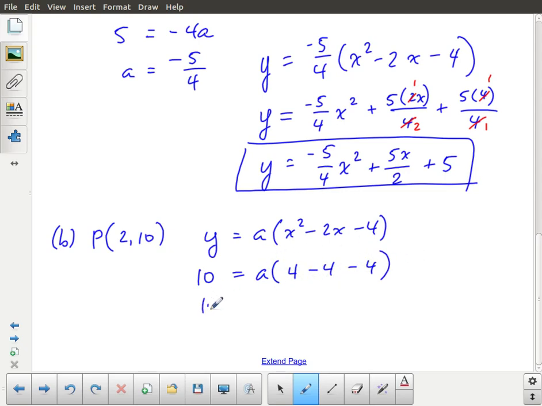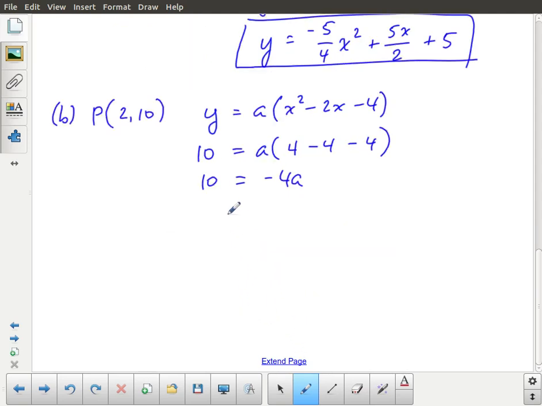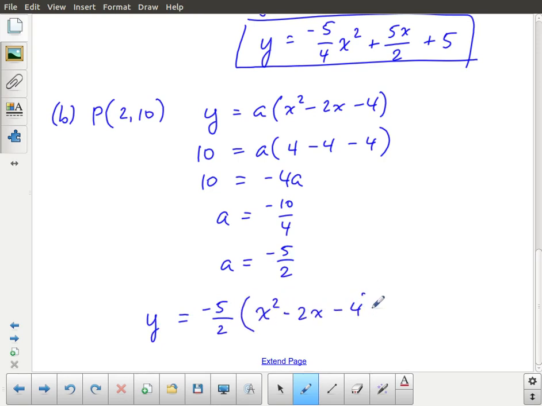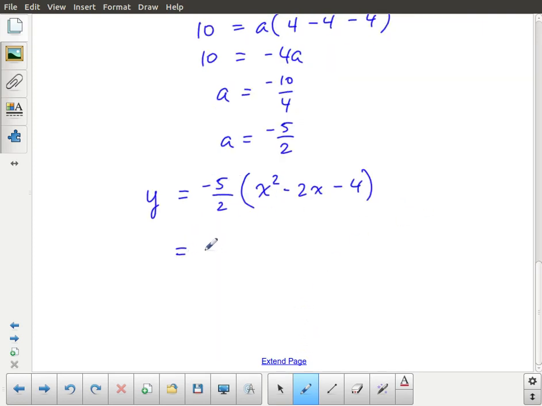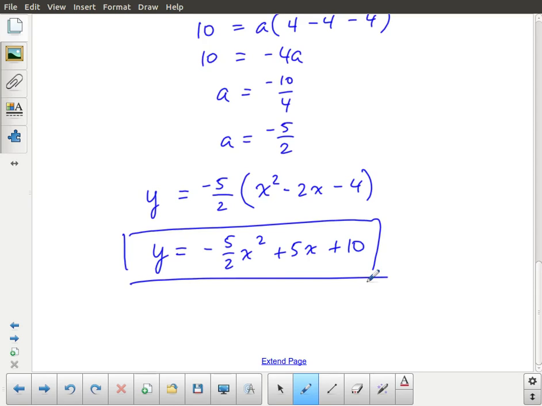And so now I end up with 10 equals negative 4a. So a is equal to negative 10 over 4, which is the same as negative 5 over 2. And now I need to apply that to the overall quadratic, x squared minus 2x minus 4, and expand it. Negative 5 over 2 x squared plus 5x plus 10. And so that is my second equation.